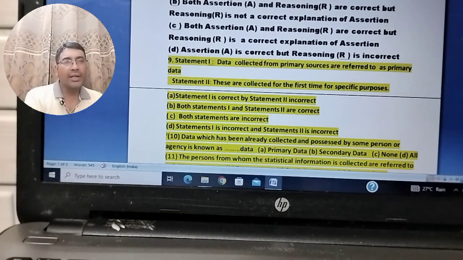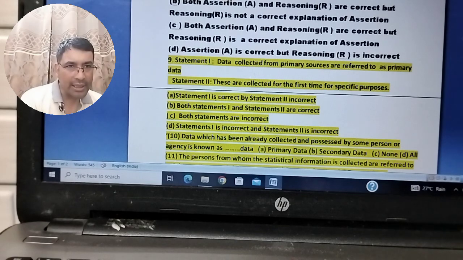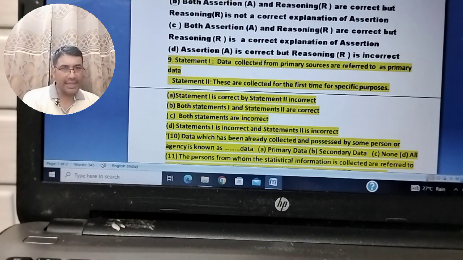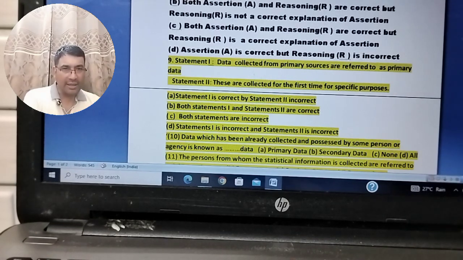Okay, so data collected from primary sources are referred to as primary data, and these are collected for the first time for a specific purpose. Statement 1 is correct, but statement 2 is incorrect. It is wrong. Both statement 1 and statement 2 are correct. This is absolutely correct. Both statements are incorrect. It is wrong. Statement 1 is incorrect and statement 2 is correct. So the right answer is both statements are correct. So the right answer for question number 9 is B.